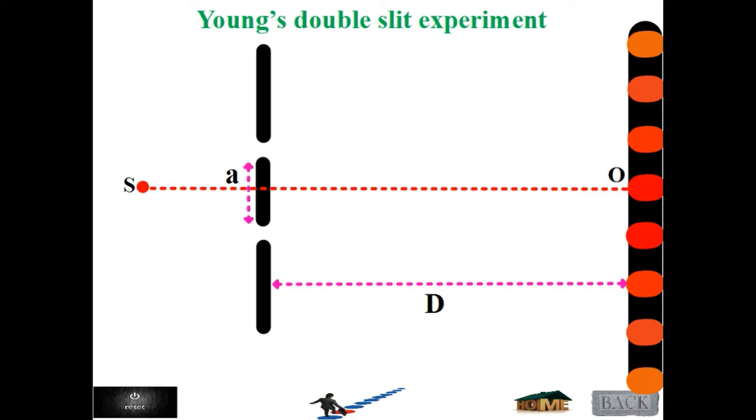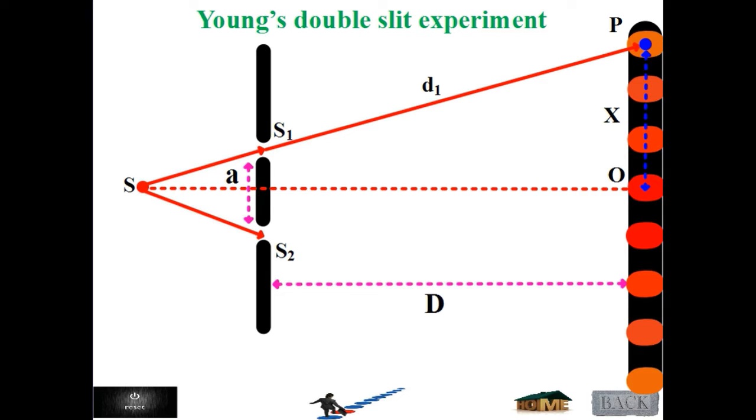From S, a light will travel to the first slit S1, and another light will also travel to the second slit S2. Here, S is equidistant from S1 and S2. I mean SS1 equals SS2. We will take a point P on the interference pattern, and we will denote X from O to P. From S1, the light continues to P. S1P we will denote as D1, and from S2 to P we will denote it by D2.